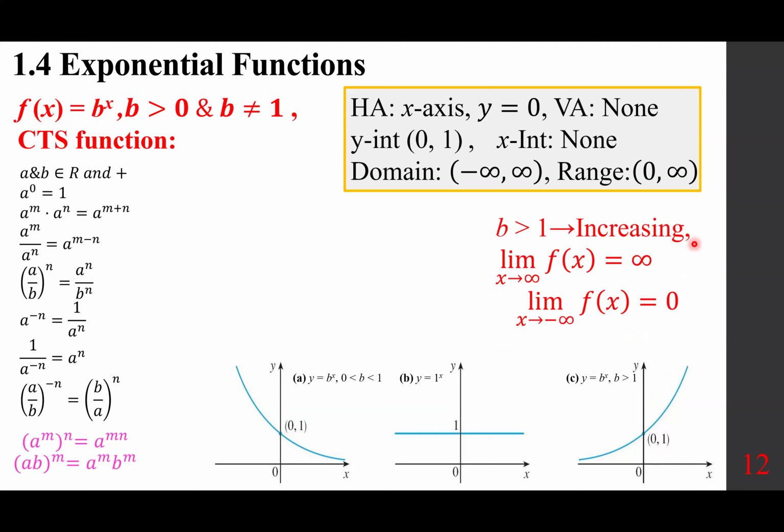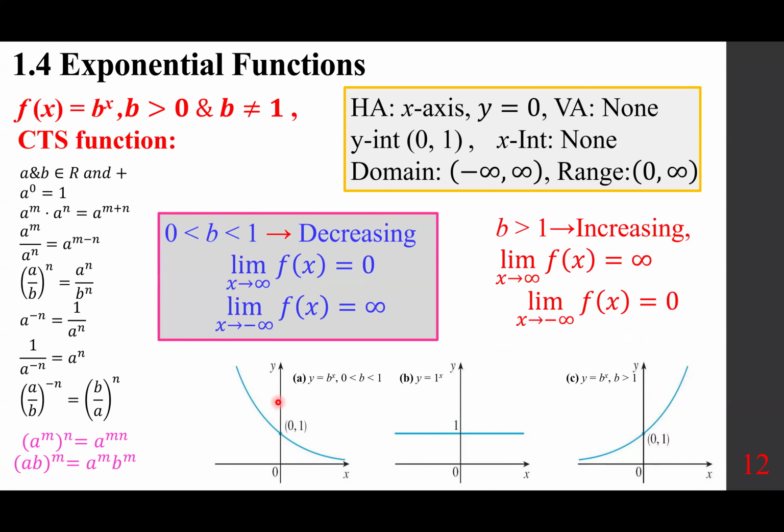When b is larger than 1, it's increasing. That means the limit of f of x as x approaches infinity is infinity. That's the end behavior. It refers to the first quadrant. And limit of f of x as x approaches minus infinity is 0. That refers to the definition of a horizontal asymptote. When b is between 0 and 1, in this case, which is a decreasing function, the limit of f of x as x approaches infinity is 0. Again, the horizontal asymptote. And the limit of f of x as x approaches minus infinity is infinity, the second quadrant, which is the end behavior.